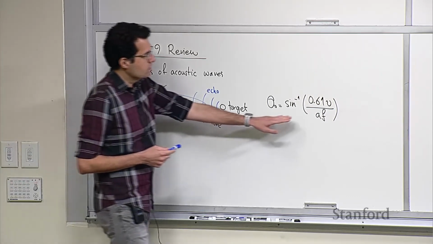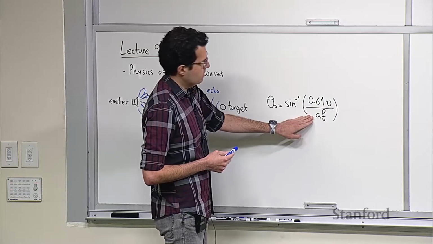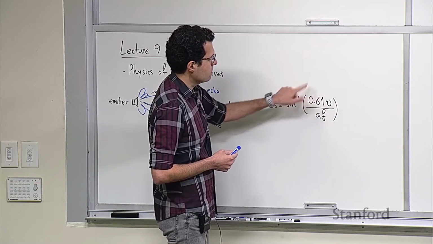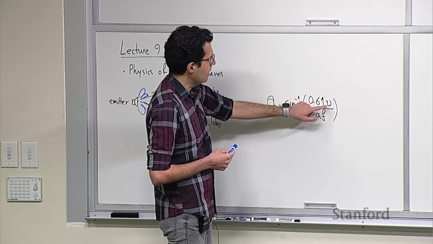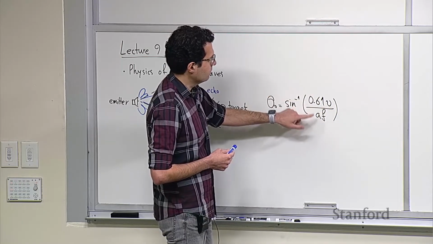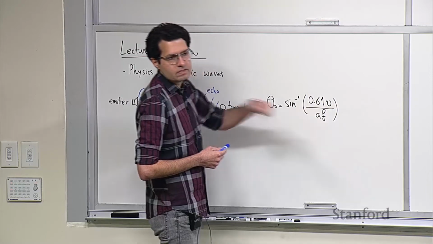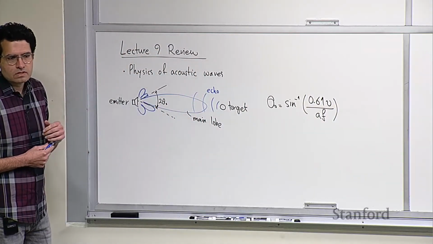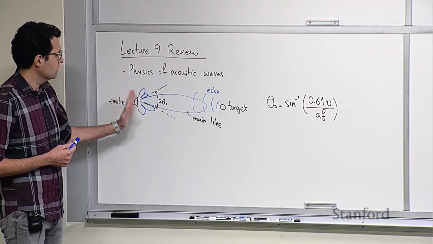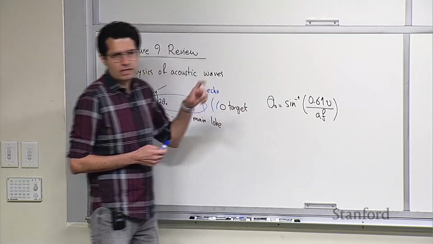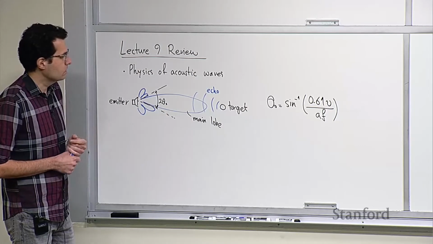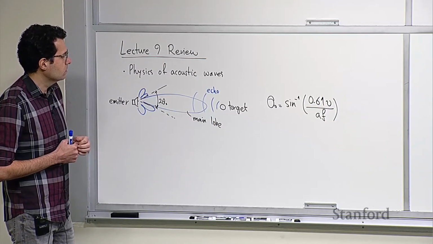And theta 0 is given by this expression here, which is the sine inverse of some constant, 0.61, times velocity or speed of sound in that medium, divided by A times F, where F is the frequency of the ultrasonic wave that you're generating. Basically, it's the frequency at which the emitter is vibrating, and A is the radius of that disk that is your transmitter or the emitter.